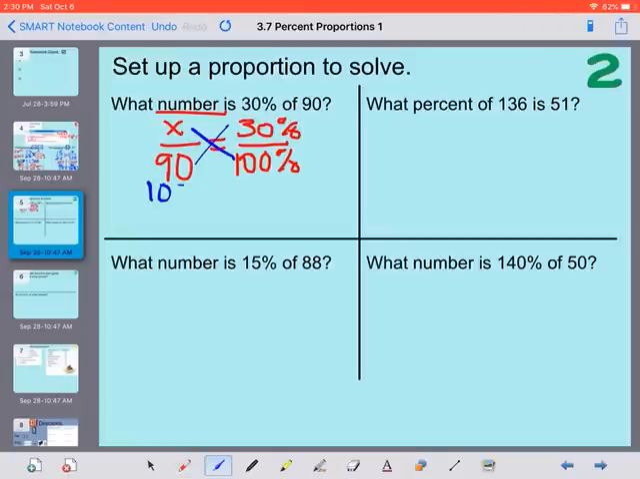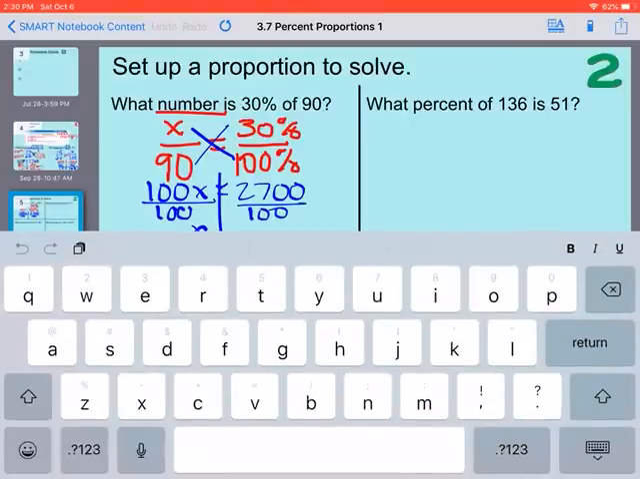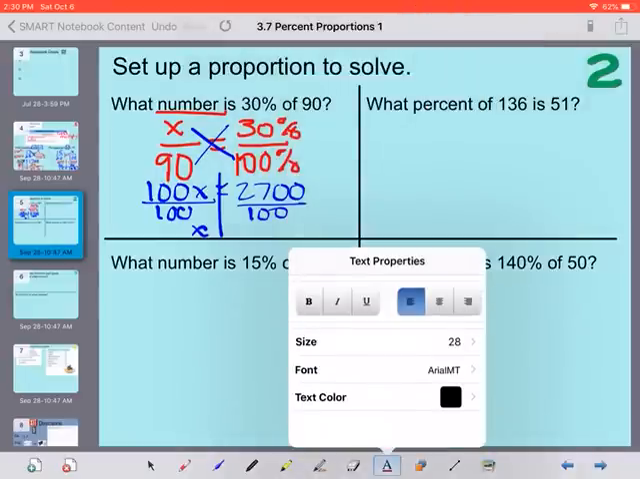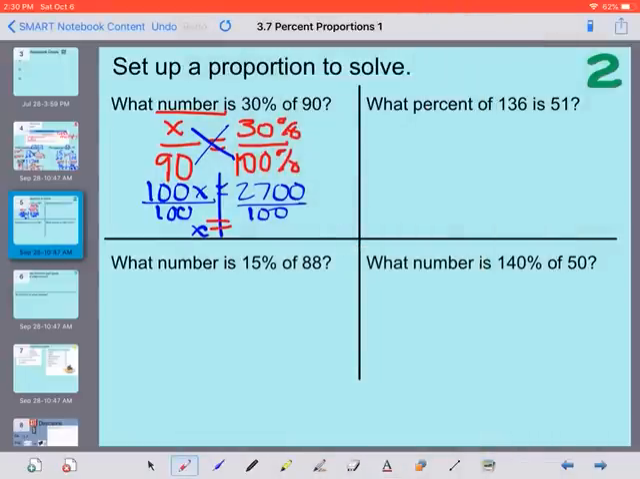100 times x is 100x. 90 times 30, well 9 times 3 is 27. And we multiplied by 10 twice, they both have a 0. So then I'm going to divide by 100. And x will equal, those eliminate, 27. So what number is 30% of 90? Would be 27.